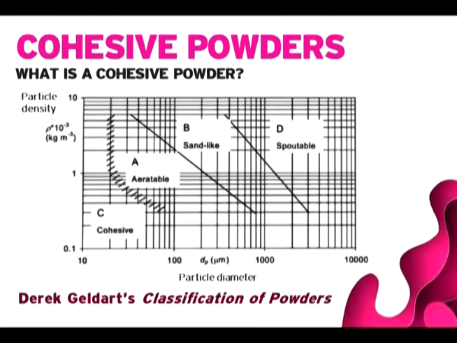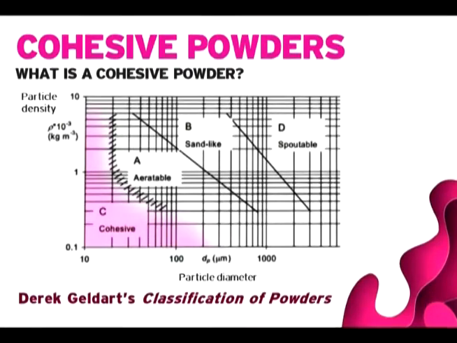The particles are classified into 4 groups, Geldart groups A, B, C, and D, as depicted in the figure shown. In this section of the report, we will be focusing more on Geldart group C.